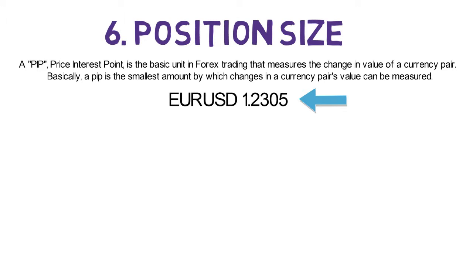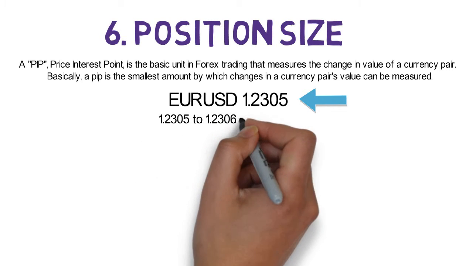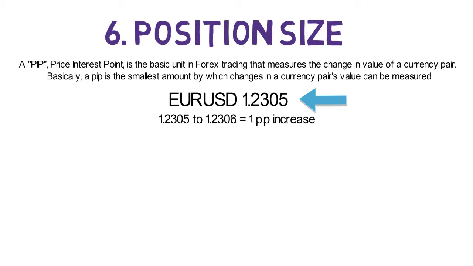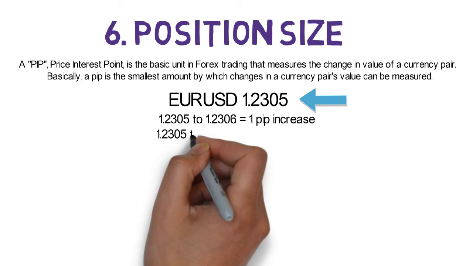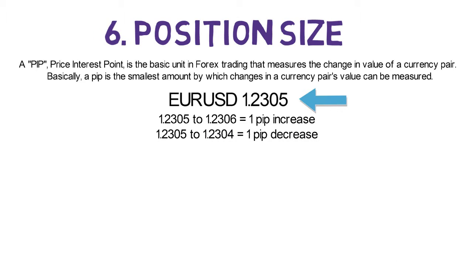If price moves from 1.2305 to 1.2306, that is a 1 pip increase. If price moves from 1.2305 to 1.2304, that is a 1 pip decrease.